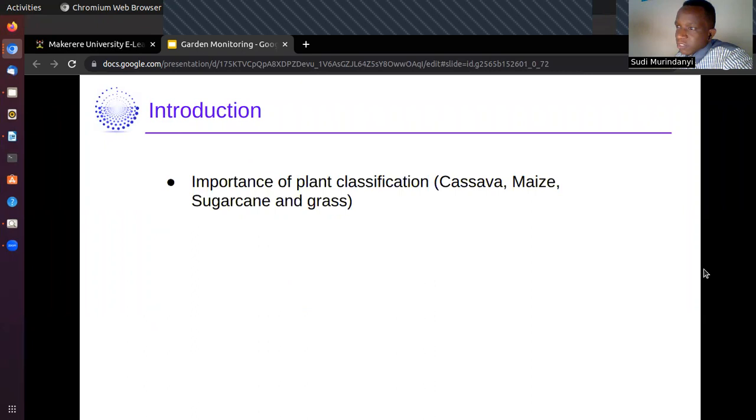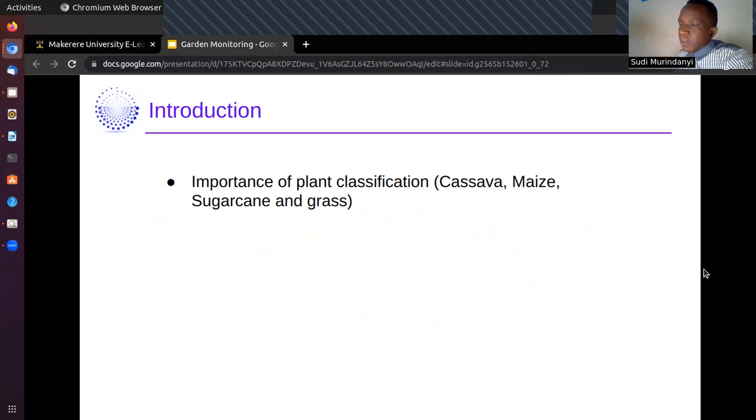for this specific project, I considered three crops, which are cassava, maize, and sugarcane. But as we know, in every garden or field, you can never find only crops. You also find grass and other ground. So I also added a fourth class, which is grass.